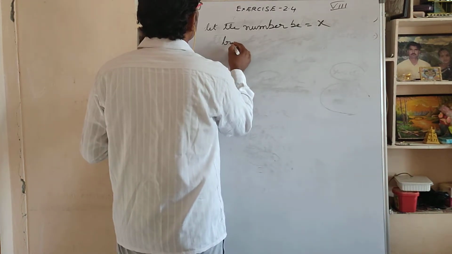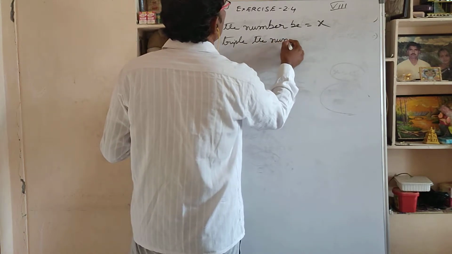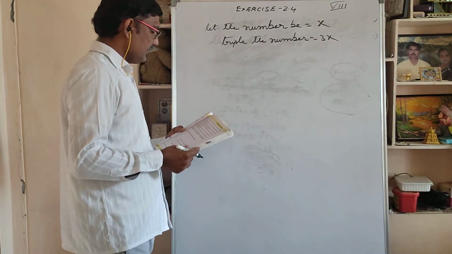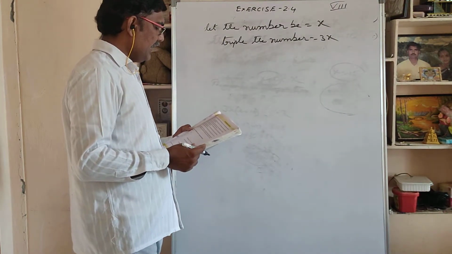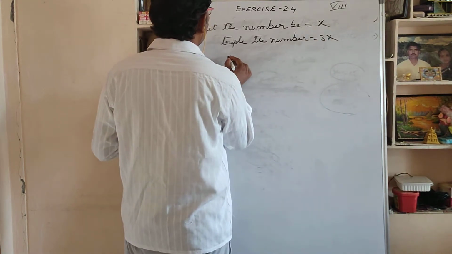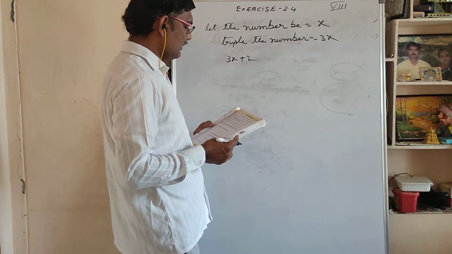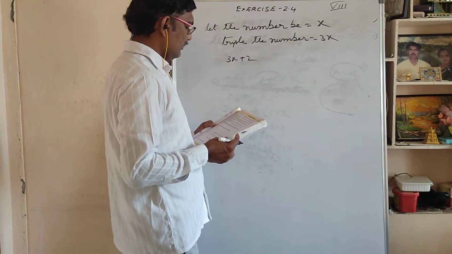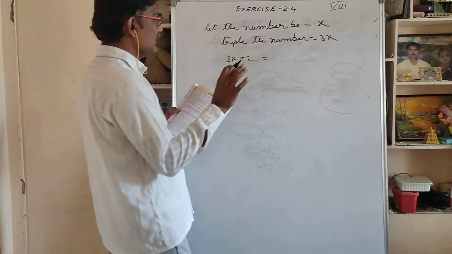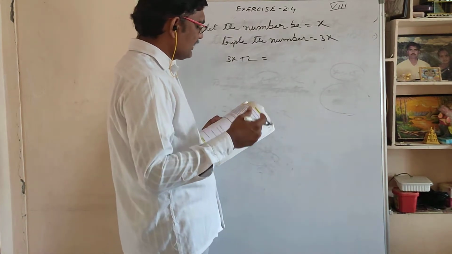Triple the number means you should multiply the number with 3, so 3x. If when I triple a certain number and add 2, so for this triple number I should add 2. So I got some answer or not? I get the same answer. So if I do like this, I will get some answer. What answer I got? So if I do this also, I get the same answer, he is saying.